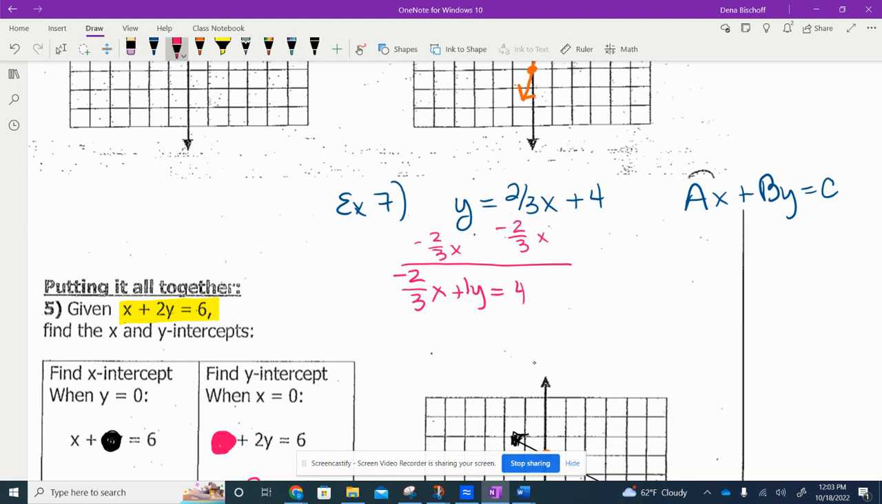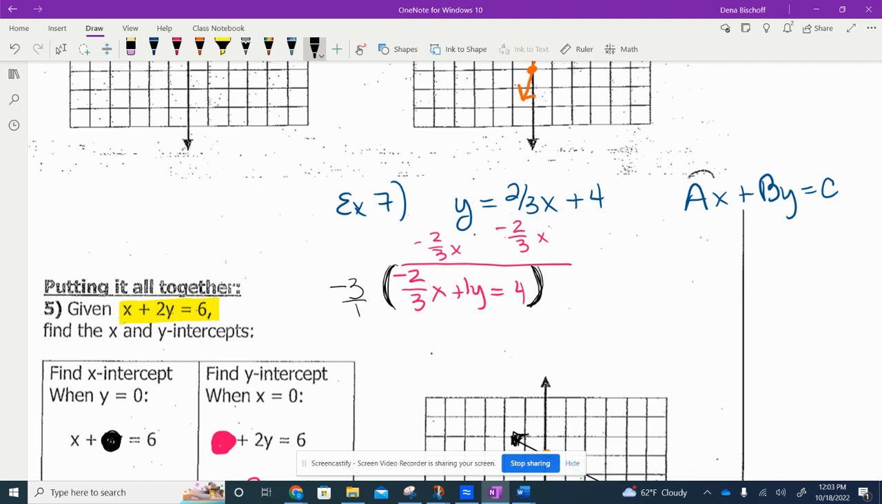So I have to get rid of the fraction. And the only way to do that is to multiply every single term by the denominator. What's the denominator of my fraction? 3. And if I multiply it by a negative 3, that will make that leading term positive, because a negative times a negative is a positive.